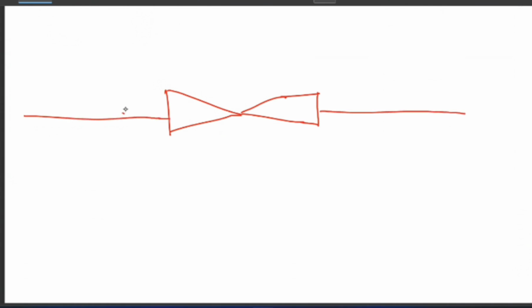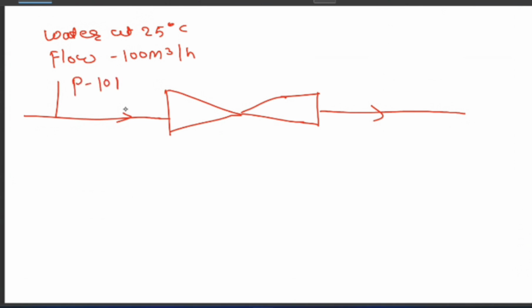See, let's say this is a control valve. Or I can draw it. This is a control valve. This is the upstream, this is the downstream. So what is our numerical saying, what is the problem statement? We have cooling water at 25 degrees Celsius. Its normal flow is 100 m³ per hour, and the pressure is 10 bar.